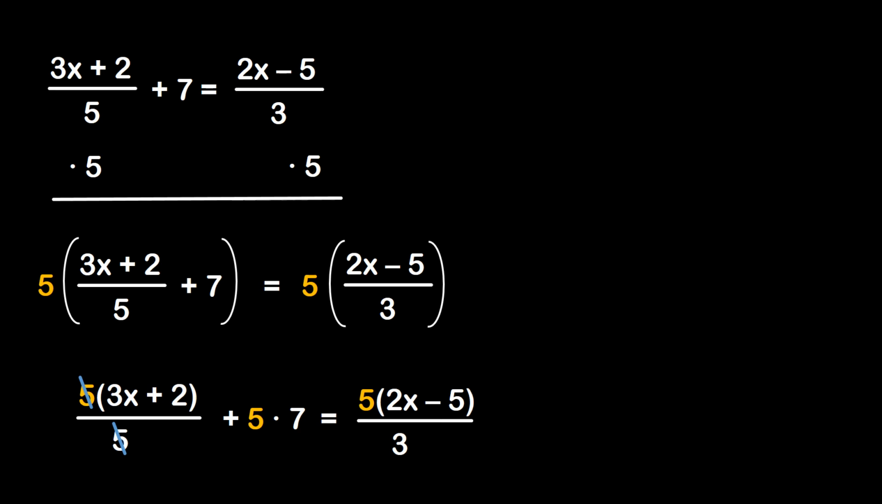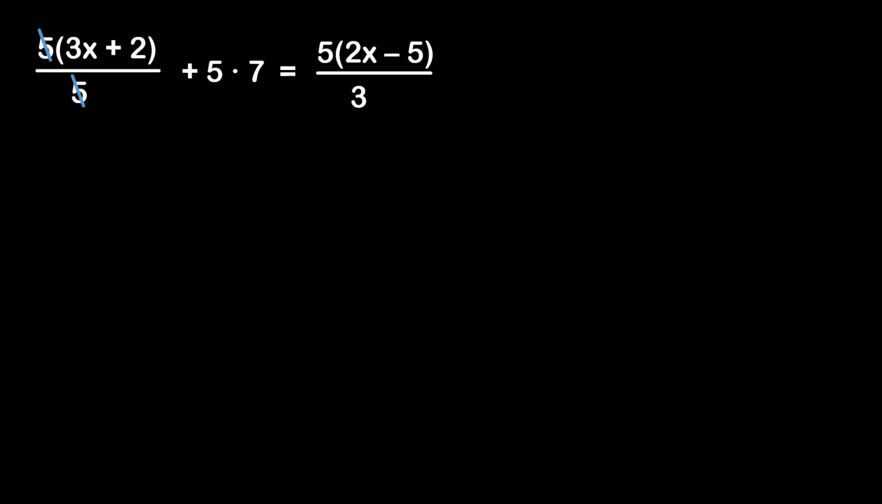Okay, so I'll rewrite our equation at the top over here again because I don't want things to get too messy. Okay, from here, so the 5's cancel out. That means that you're left with 3x plus 2 for that term. 5 times 7 is 35.